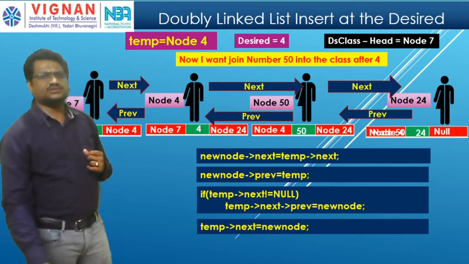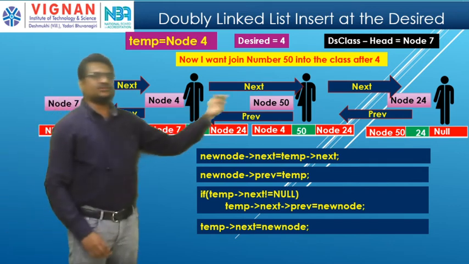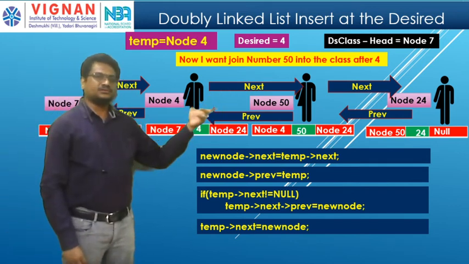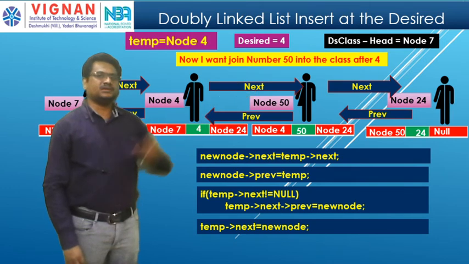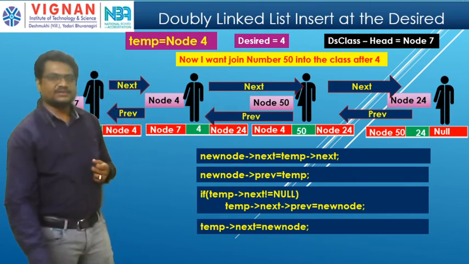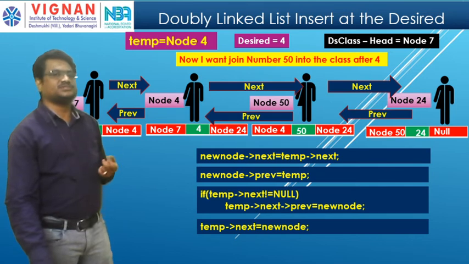Now, what is the 24 value? Temporary next previous will become as new node. What is new node? Node 50. Temporary next previous will become as node 50. So this node 50 will become as a previous of node 24. Next I need to check temporary next will become as new node.